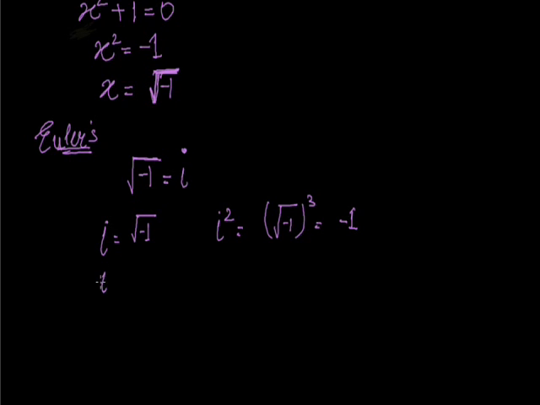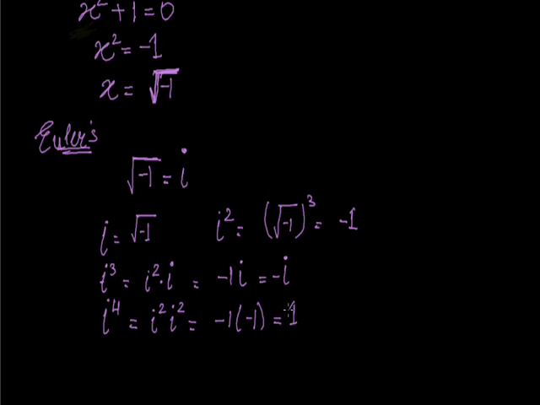In the same way, iota cube is equal to iota square into iota. As iota square is minus 1, iota cube is always equal to minus of iota. In a similar way, iota power 4 will be equal to iota square into iota square. Iota square is minus 1 and iota square again is minus 1. Minus 1 into minus 1 is 1.